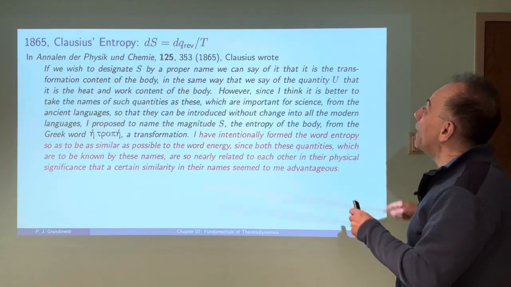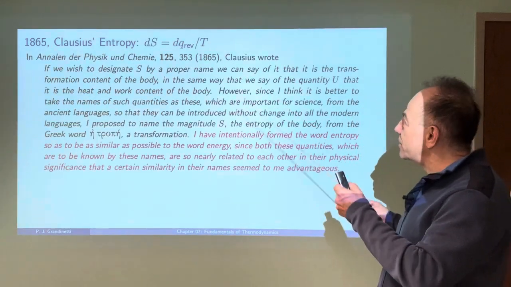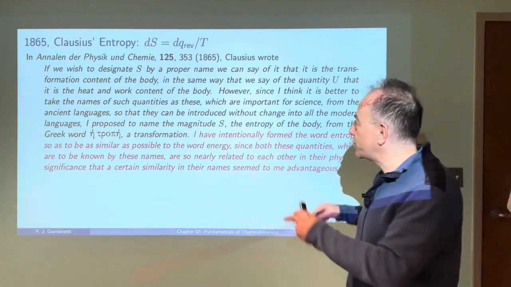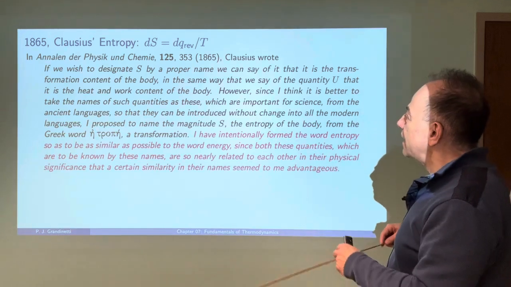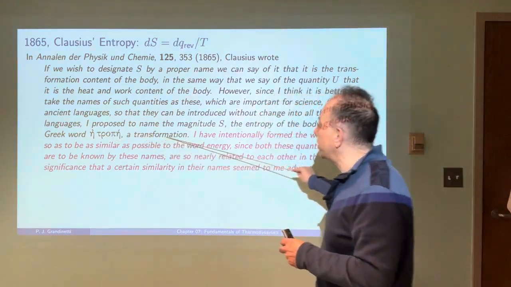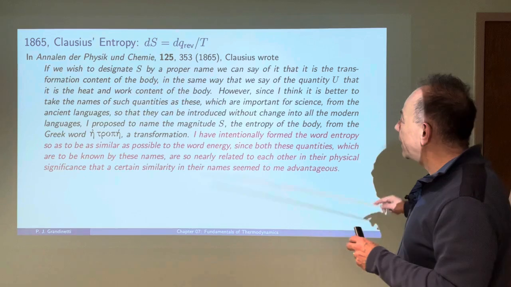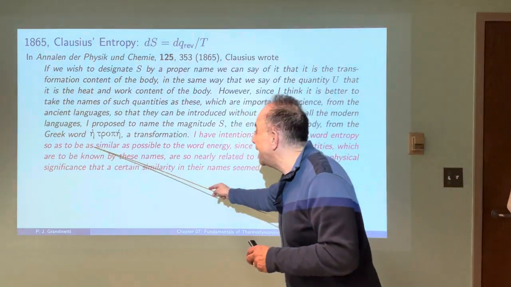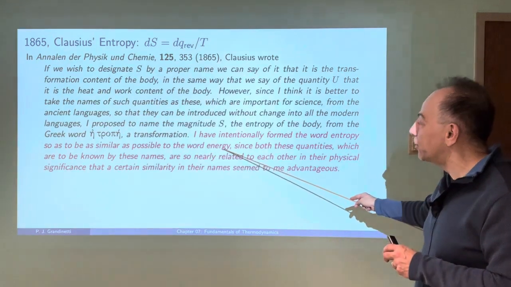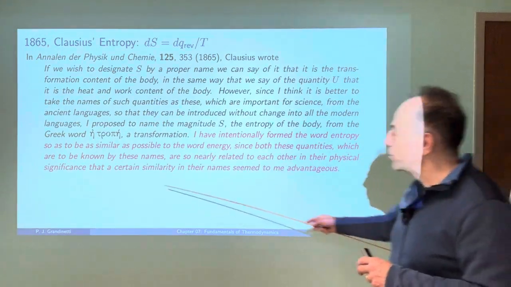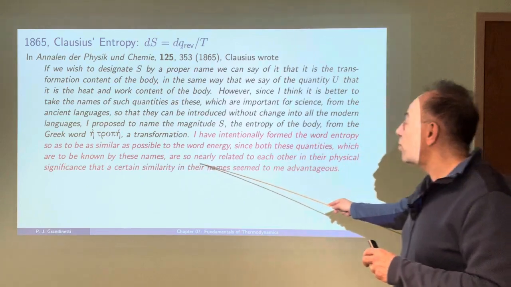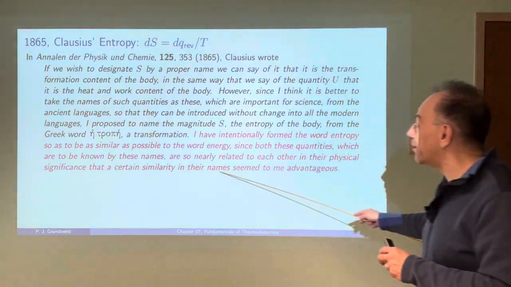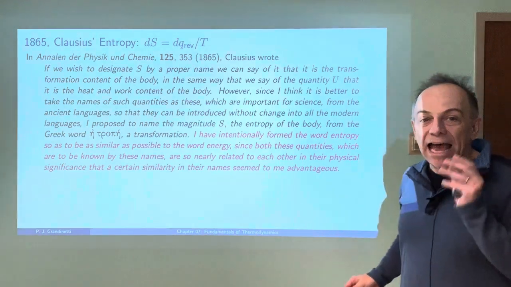Now, in the paper in 1865, Clausius decided that he was going to pick a Greek name because it was such an important quantity in science. And so he picked the Greek word that actually means transformation. But he intentionally, as he writes, "I intentionally formed the word entropy so as to be as similar as possible to the word energy, so that both these quantities, which are to be known by these names, are so nearly related to each other in their physical significance that a certain similarity in their names seems to me advantageous."